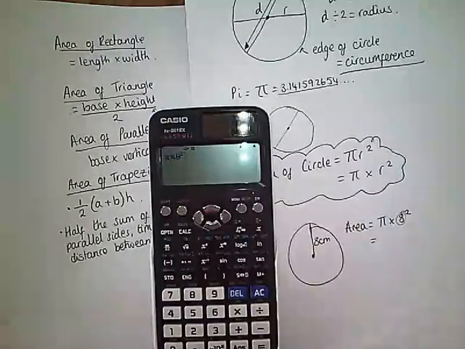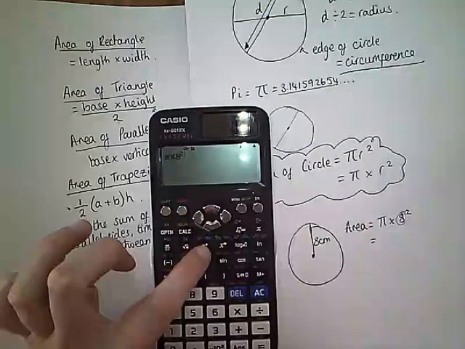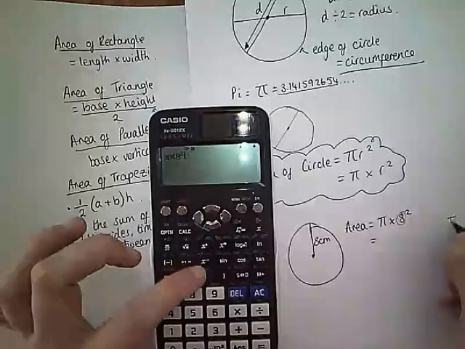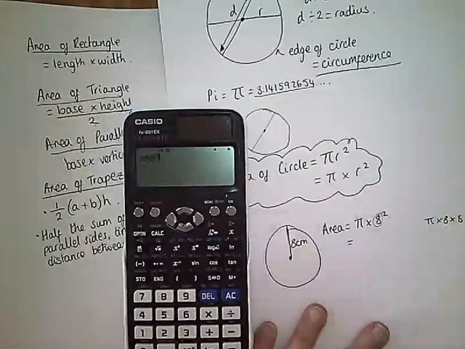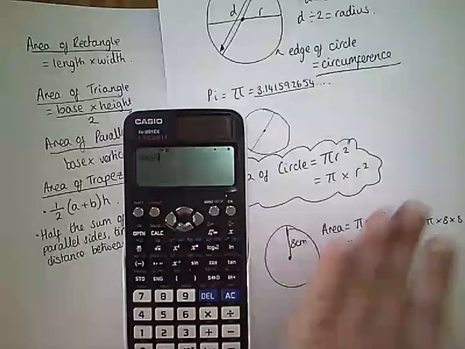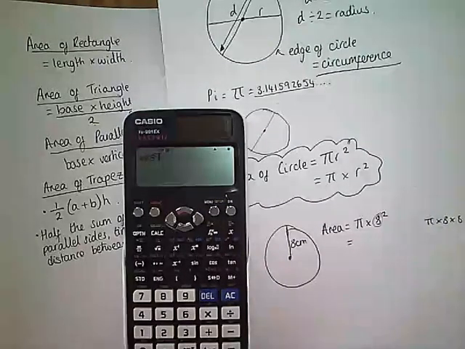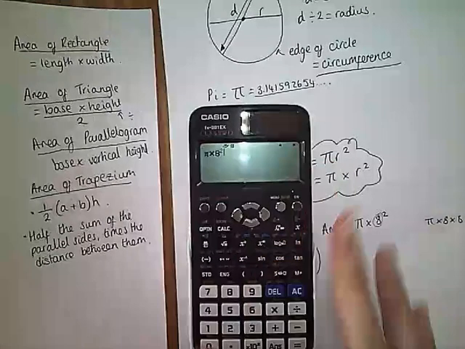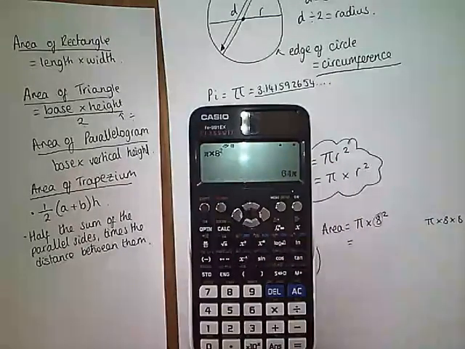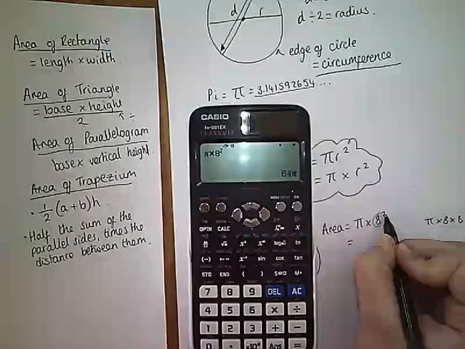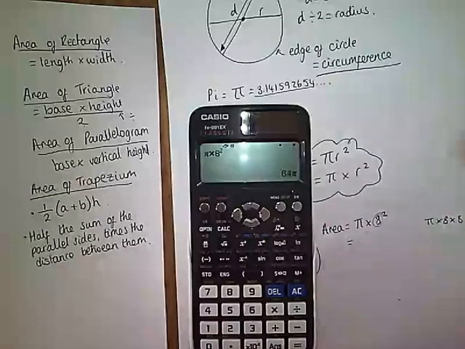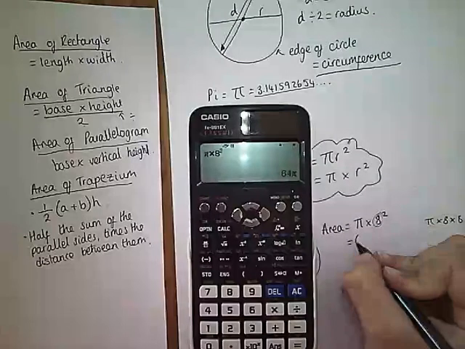Okay, you'll notice I pressed this little squared button for squared. Obviously you could type pi times 8 times 8 and that would mean the same thing. We know that squaring a number means you times it by itself. So we do pi times 8 squared, and you press equals. It will come up with 64 pi. Now that makes sense. 8 times 8 is 64, 8 squared is 64, so that makes 64 pi.